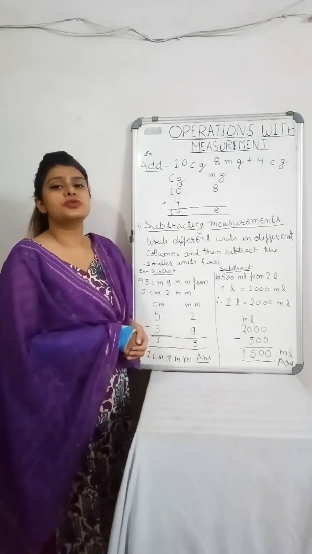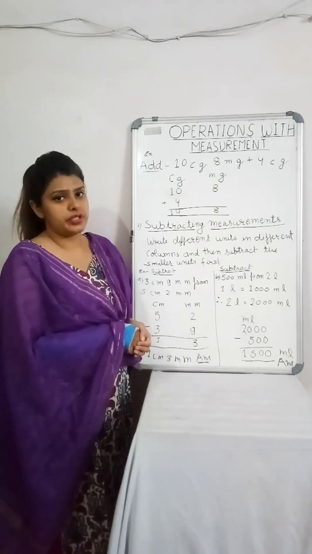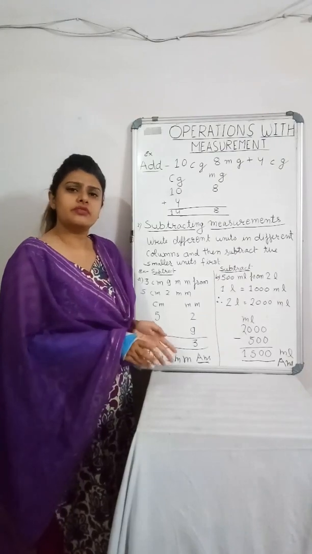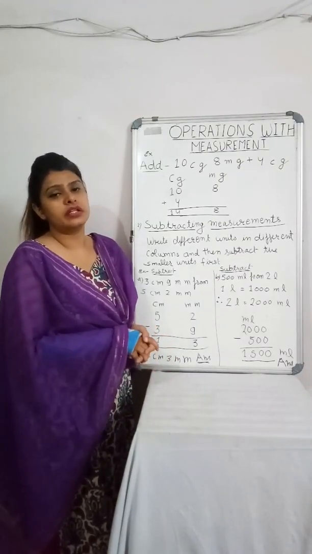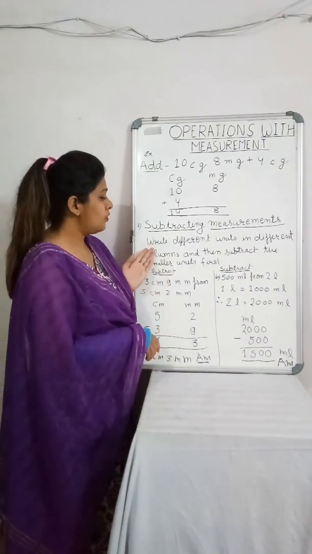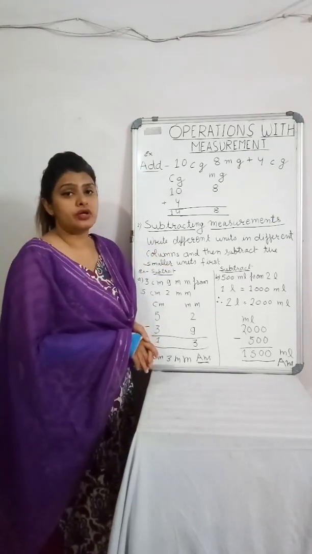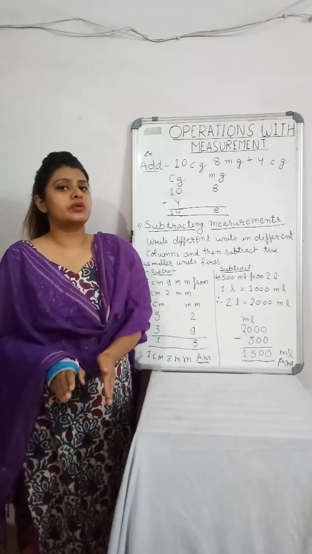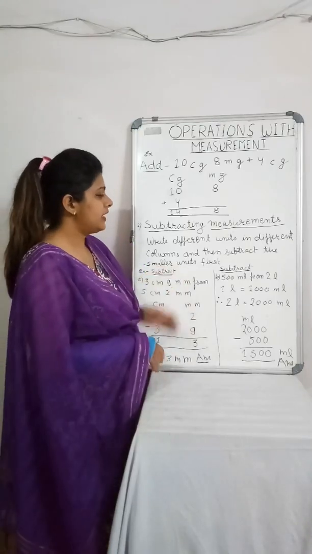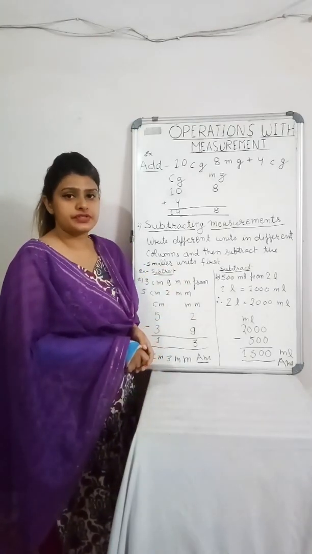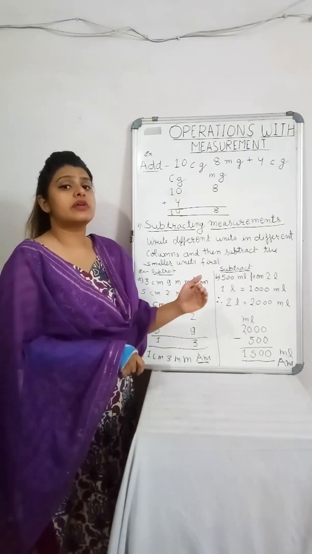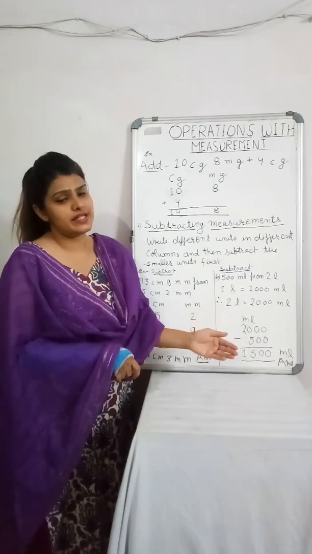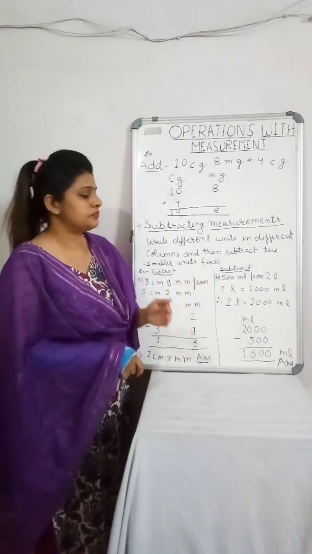Now we move to subtraction of measurements. Subtracting measurements: first we will subtract as a number is subtracted. Now write different units in different columns. So you will put columns according to the units and then subtract the smaller units first. The right hand side subtraction starts because the smaller unit is put at the right hand side, then the greater unit.